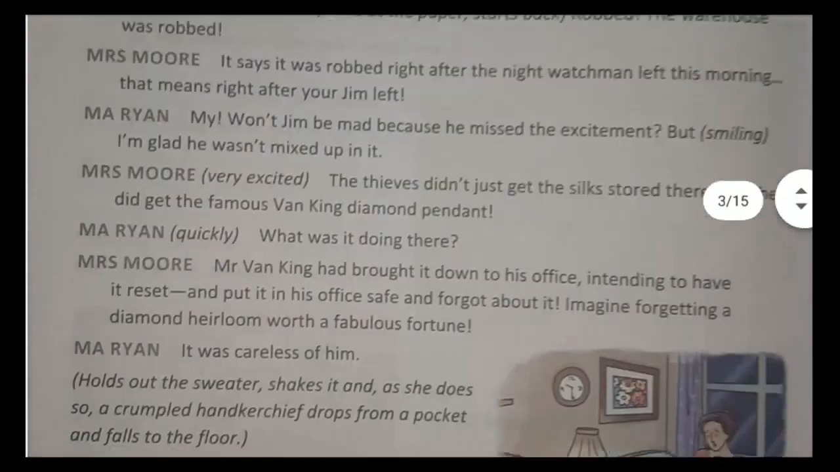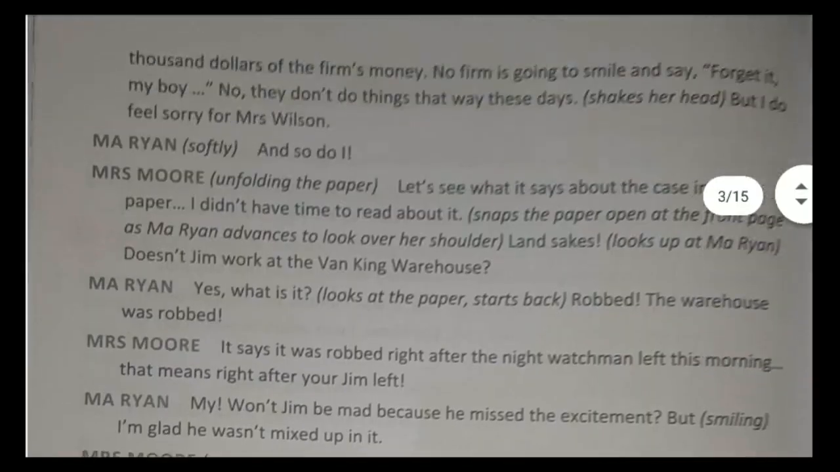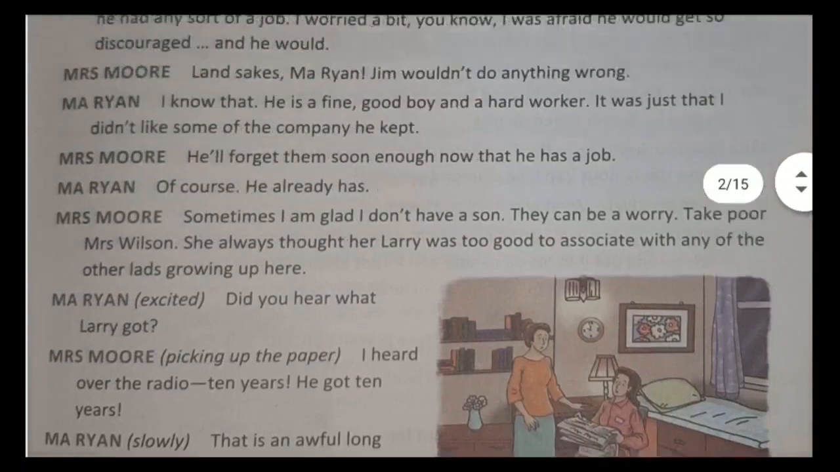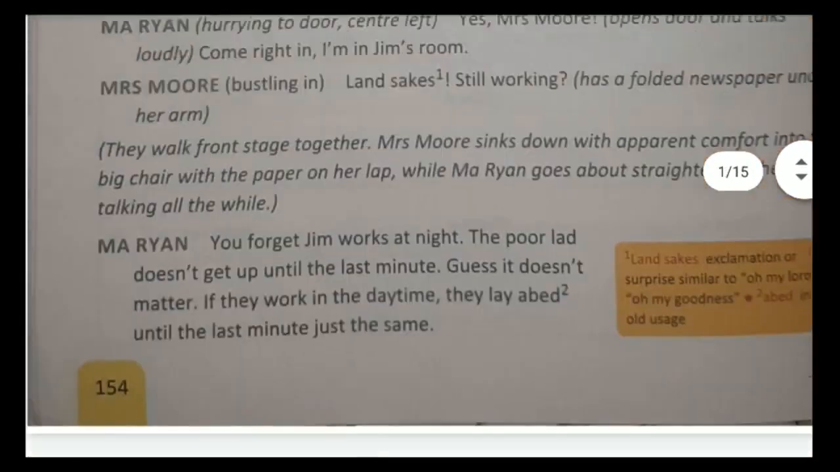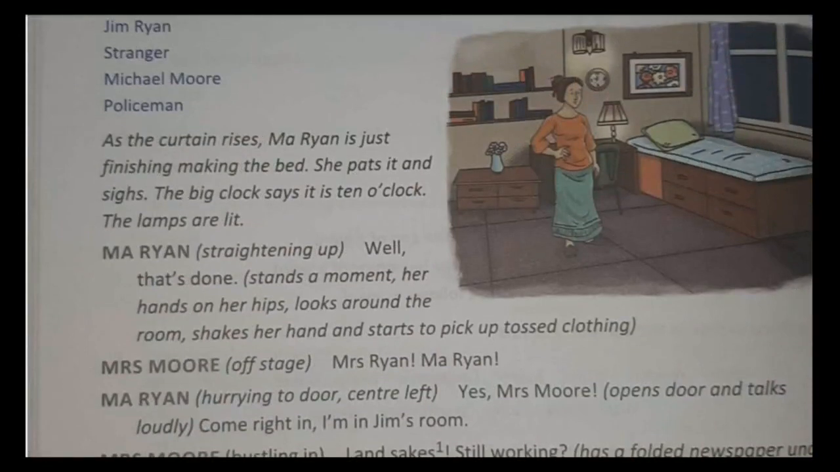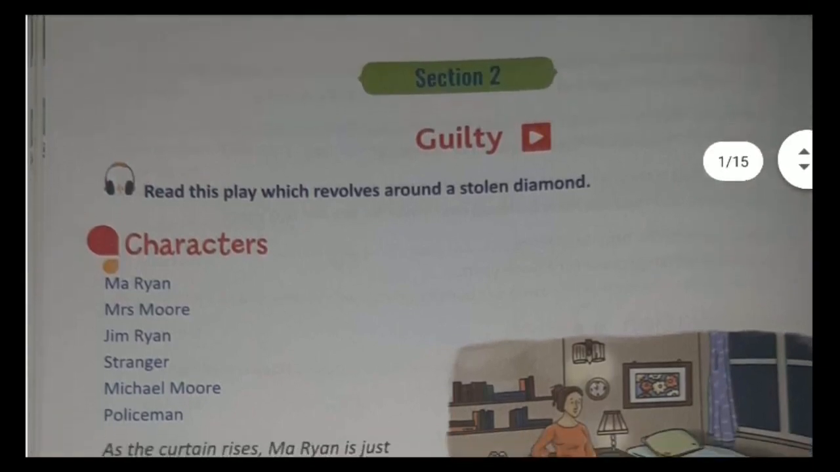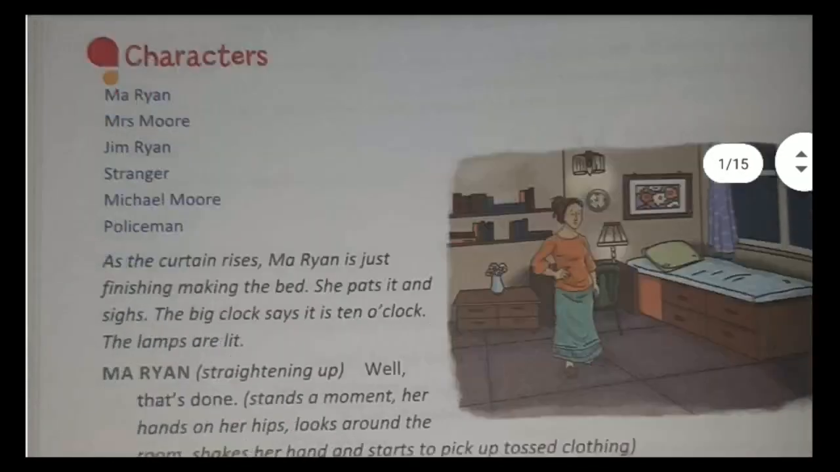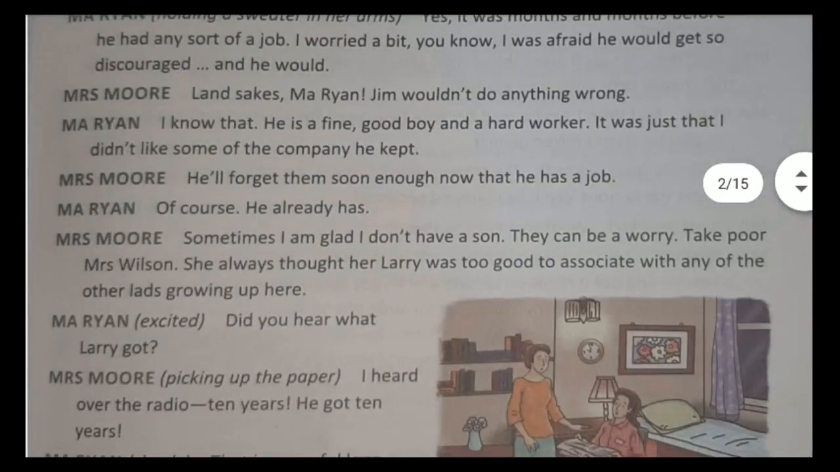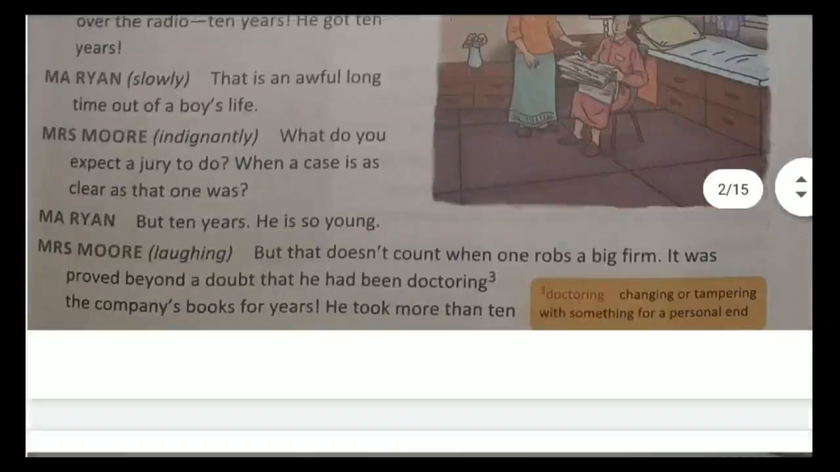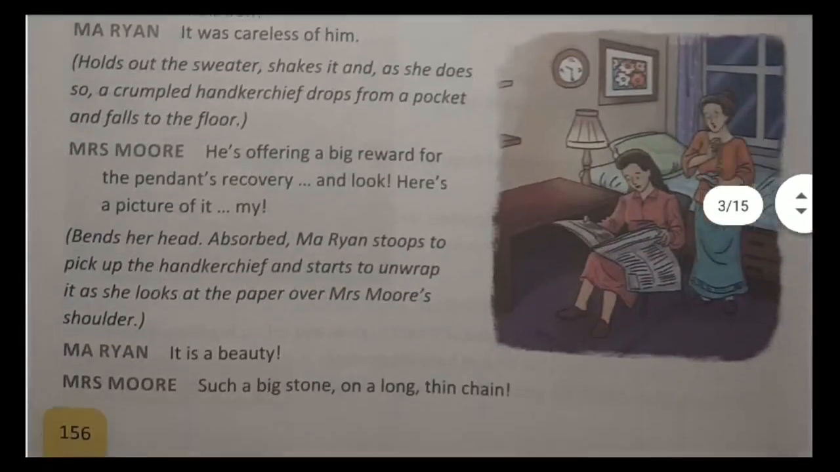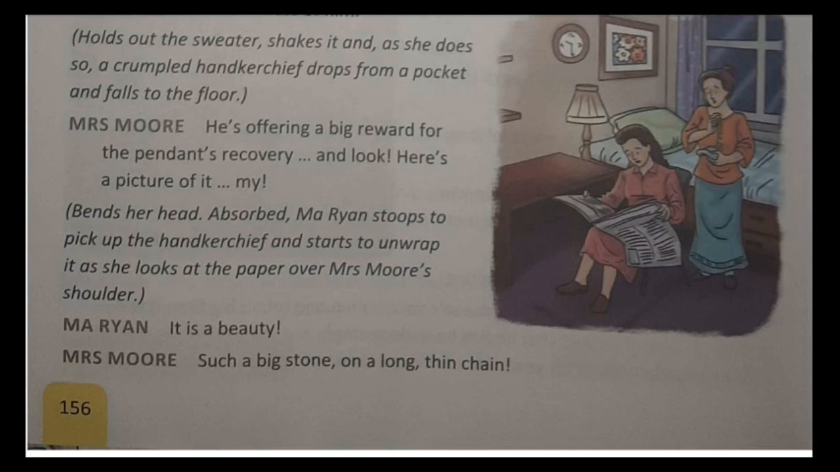So up to here we have seen what happened in the chapter, in the play. They were just acting in a play, where we found that they were first talking about Mrs. Wilson's son, who got into bad company and got a 10-year punishment. And now they were talking about the Van King warehouse where things were robbed, and the robbed thing was the diamond pendant. Now we'll see some more interesting parts, a suspense play: what is going to happen next?